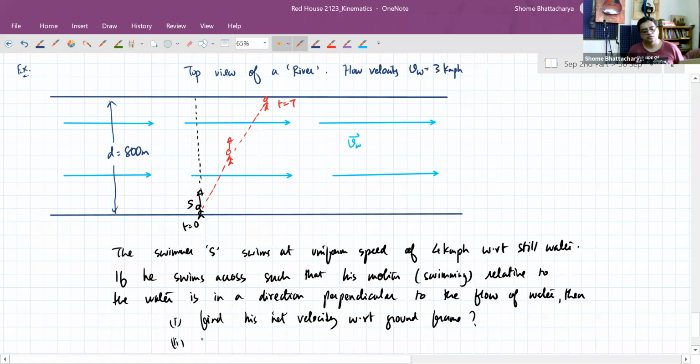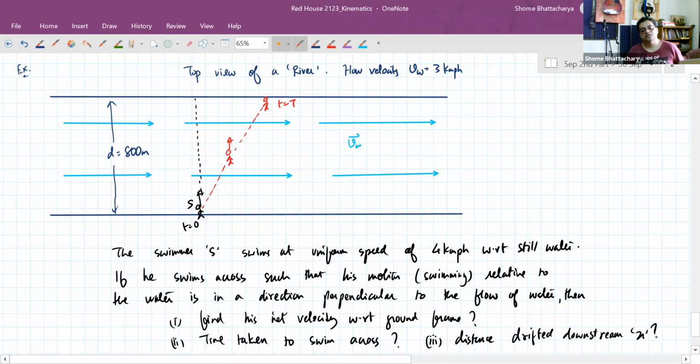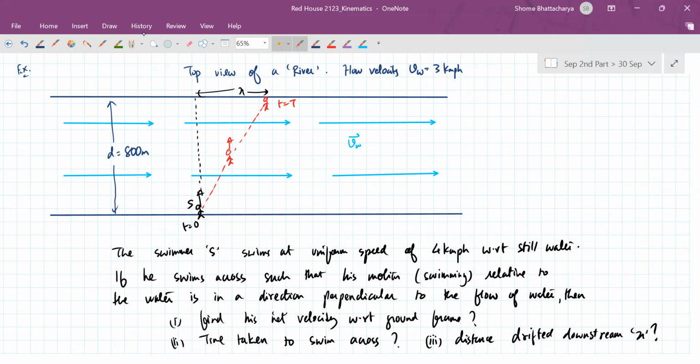Find the time taken to swim across and the distance drifted downstream. Say that distance is X. So that is this distance over here. How much he ends up drifting downstream because of the river current. Okay. So let's try out this question next.